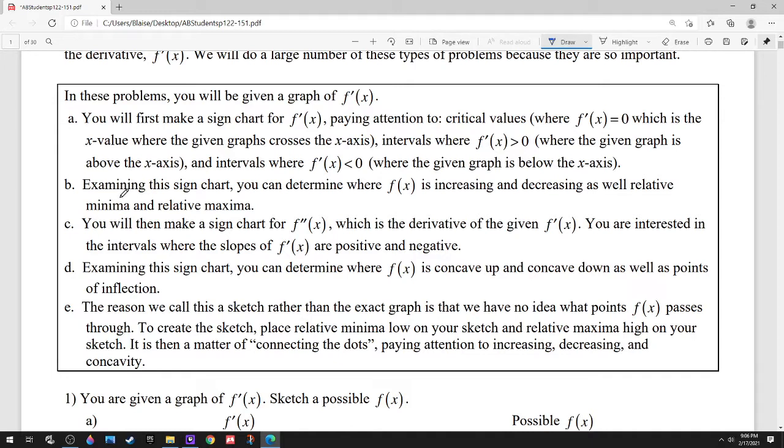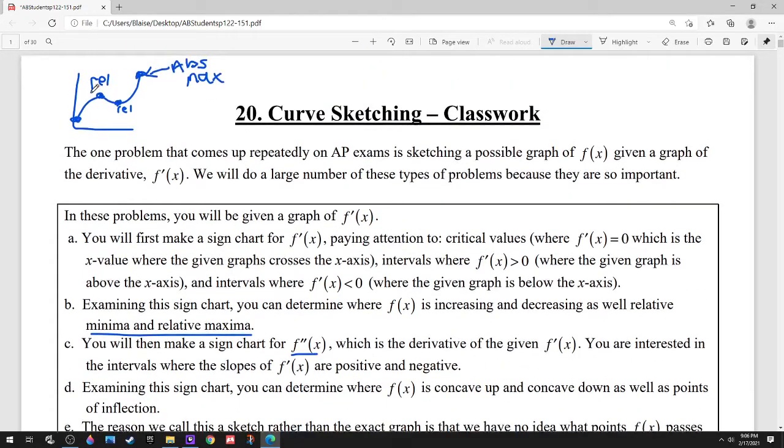Let's see. Then we make a sign chart for f double prime. Oh, wait, I need to back up real quick. Finding the relative maximum and relative minimum, we're not going to be able to nail down exactly what y value they are. It's more that we're going to know the x value where they happen.